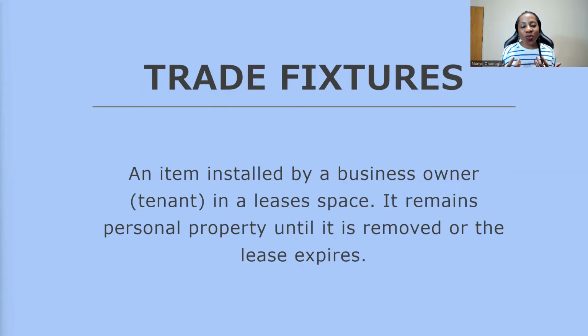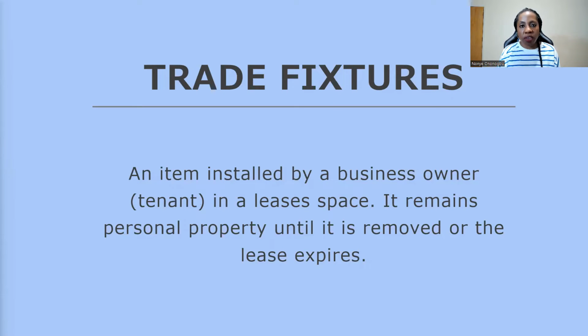Trade fixtures. With trade fixtures, we're talking about things that have been installed by a business owner in a space that they are renting. Those things are always personal property until the lease is over. And because they're personal property, if the business owner is leaving, they can take them out, even if they have attached it to the real estate. For example, if you have a barber shop, they put in sinks, they put in mirrors, they put in the chairs, whatever, and they've attached them to the wall.